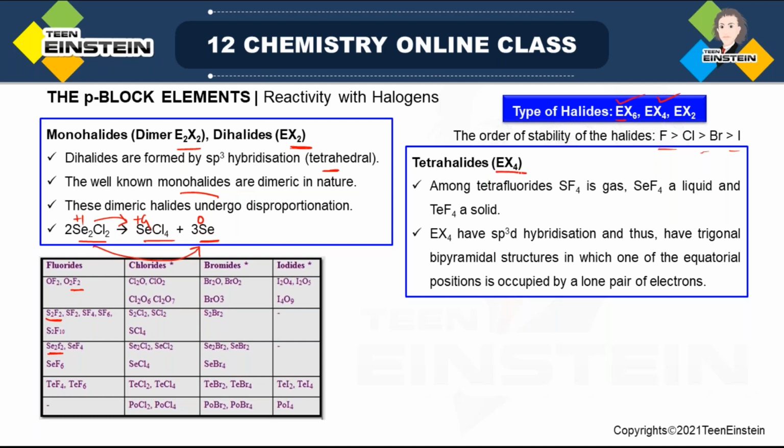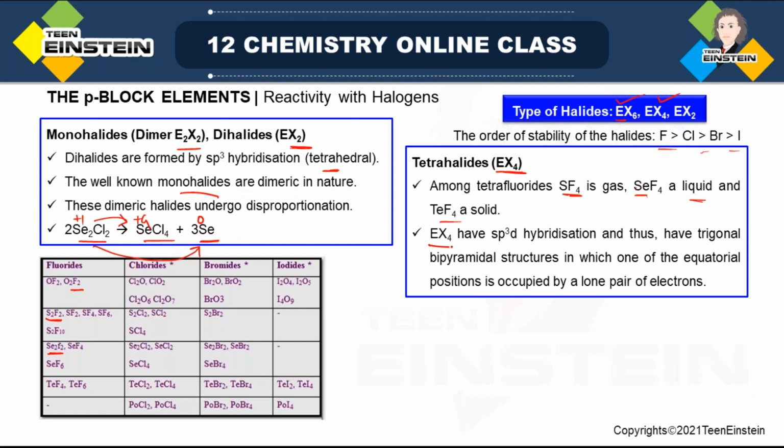Tetrahalides, EX4. Among tetrafluorides, that is when X is F, SF4 is a gas, then the next element, selenium fluoride, is a liquid, and TeF4 is a solid. So you can understand that when F is fixed and you are moving down, the mass is increasing, because from sulfur to selenium to tellurium the atomic mass is increasing. That is why the physical appearance is changing from gaseous state to liquid state to solid state.